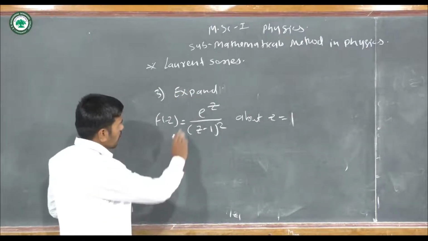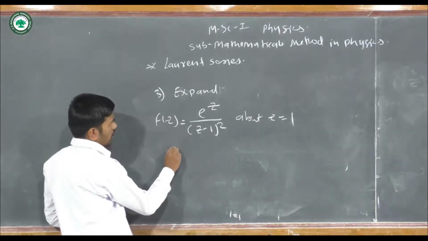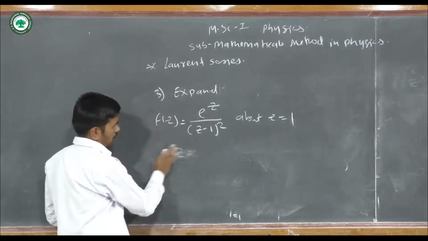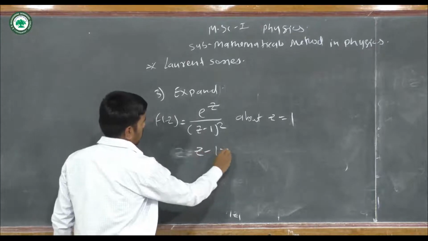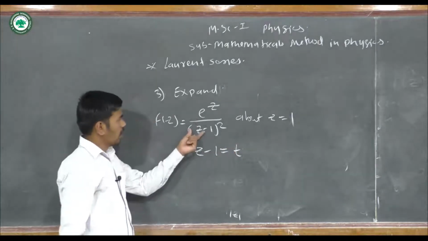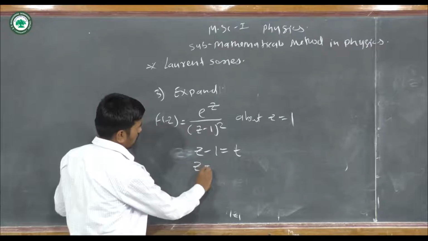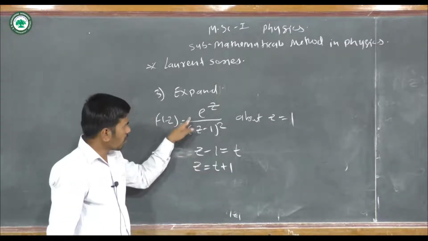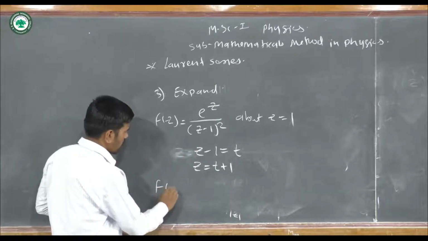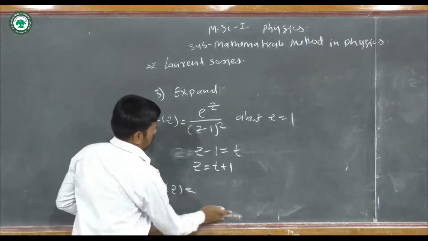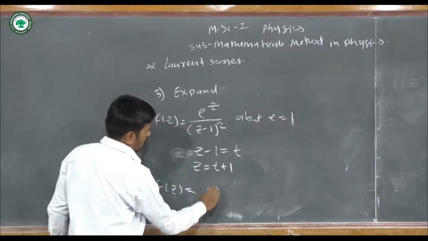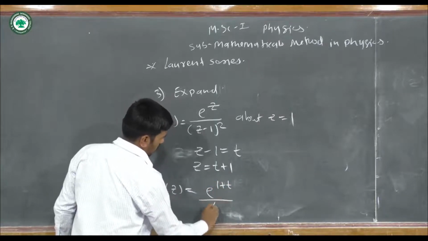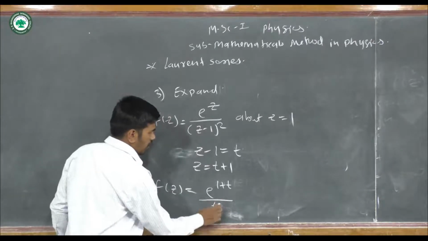Let z − 1 = t, so z = t + 1. Substituting, f(z) becomes e^(1 + t) / t².